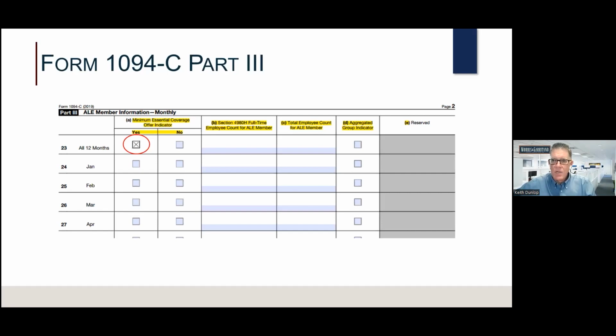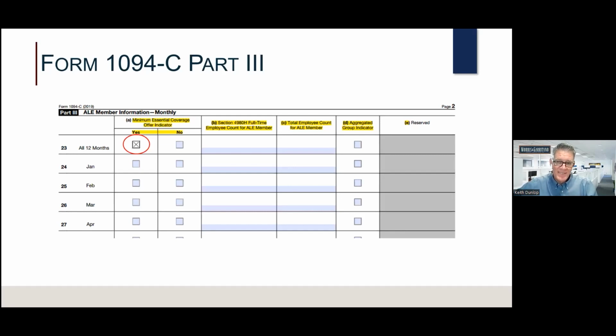If you answer no, you're telling the IRS we did not meet our mandate, and you are guaranteed to be penalized if any of your employees end up at Covered California. It's an absolute guarantee. When you're auditing your 1094-Cs processed by a vendor, you have to check this information to make sure it's accurate and to make sure this says yes across the board.